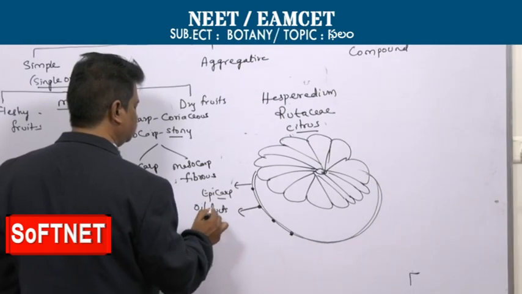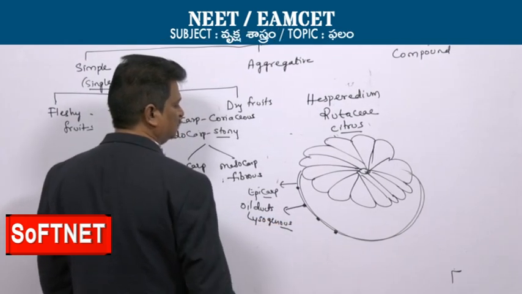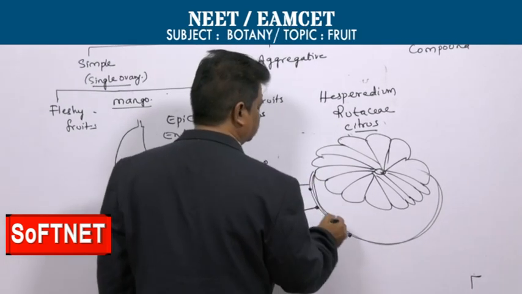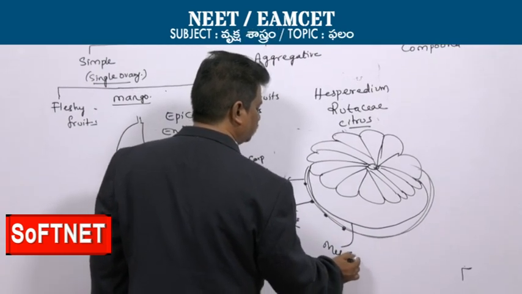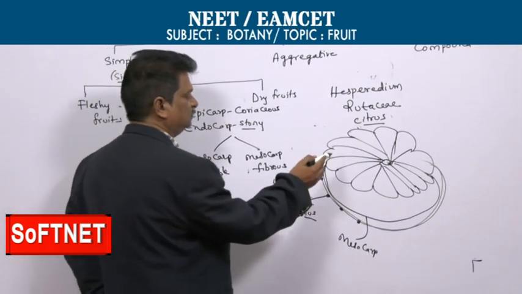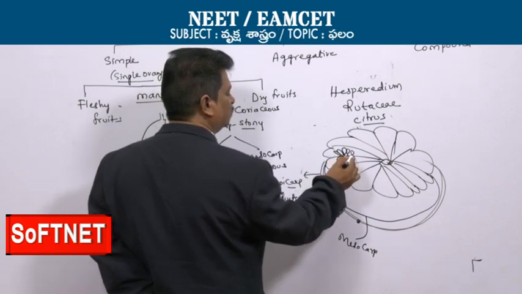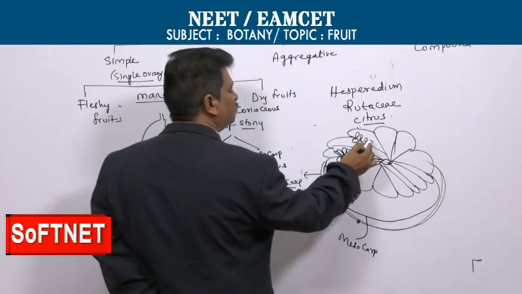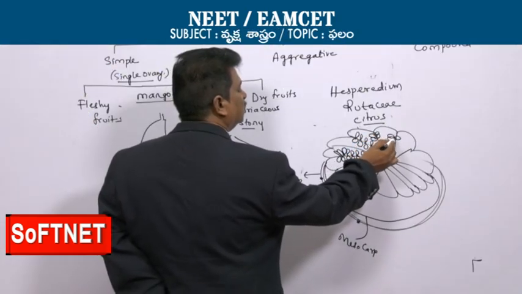These oil ducts are lysigenous cavities, cavities formed due to lysis of cells. Then the mesocarp is thin and papery. Then the endocarp, in this fruit, forms edible juicy hairs. It is about fleshy fruits.